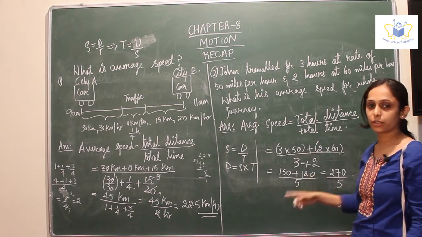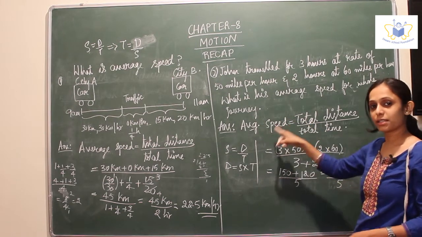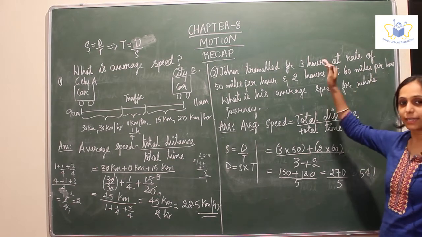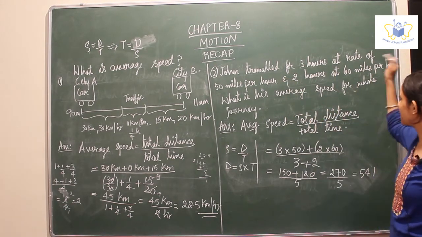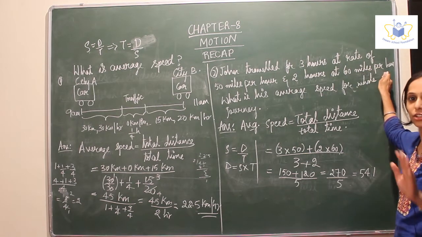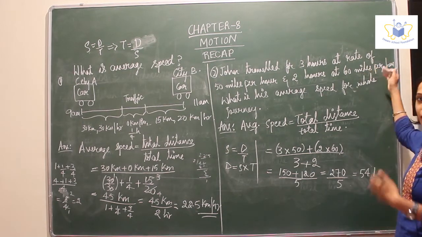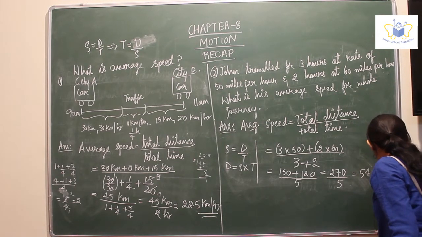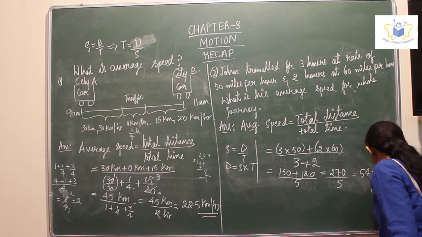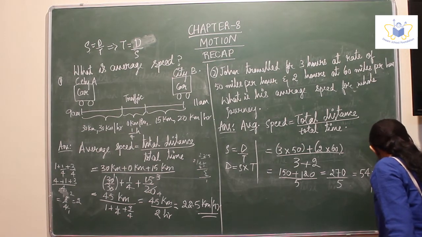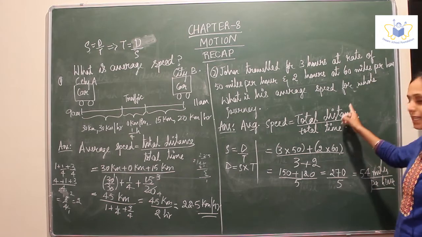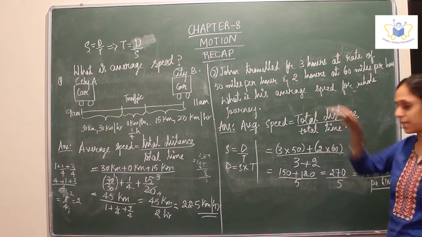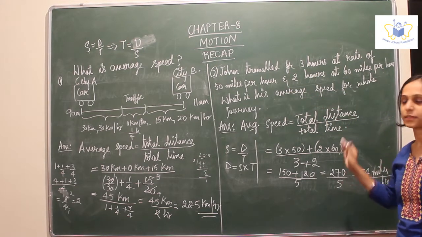Please don't forget to write your units. What am I finding? Average speed. What is the unit of average speed? Kilometer per hour, or we can write kilometer per hour if given in the question. But what is given in my question? It's miles per hour, not kilometers per hour. So use the same unit. So 54 miles per hour is my average speed. So the average speed travelled by John is 54 miles per hour. Please copy down.